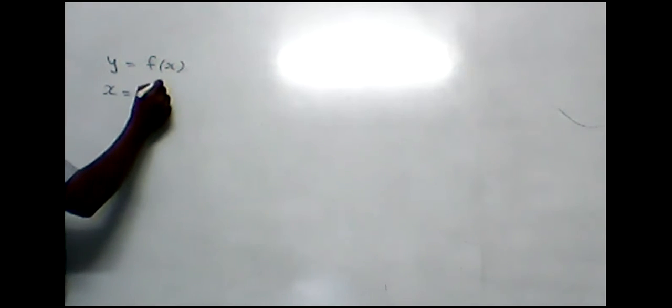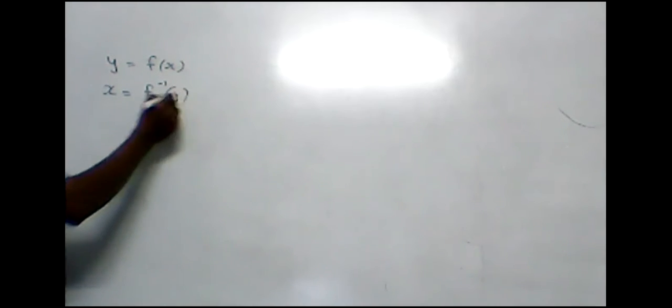Now let's find the derivative of a function. You have to find the derivative of the function y is equal to f(x). So x will be f inverse of y. Clear? Now what you have to do is find the derivative of this function. Now let's take an example.